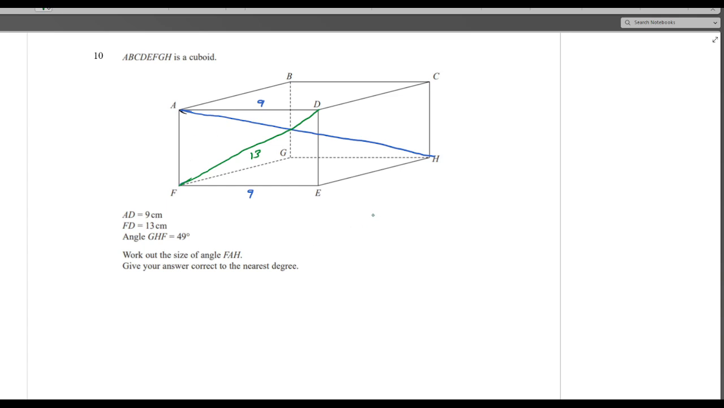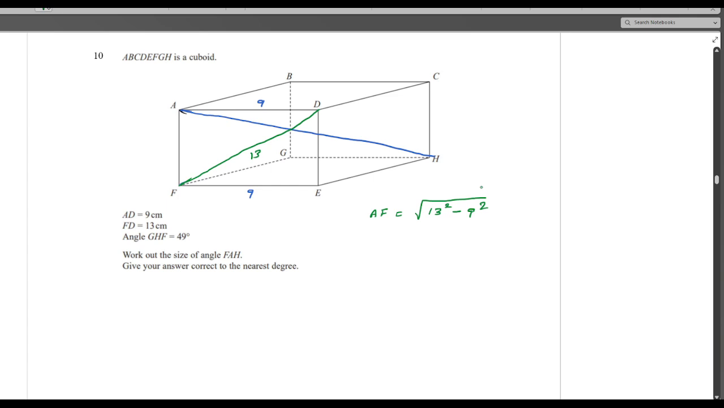Using Pythagoras theorem, you can say that AF is equal to the square root of this 13 square minus, in this rectangle, 9 square. I hope everyone knows Pythagoras theorem, there is no need for any kind of explanation. It is 13 square minus 9 square. I will put everything in square root. The result is 2 root 22. Fine.